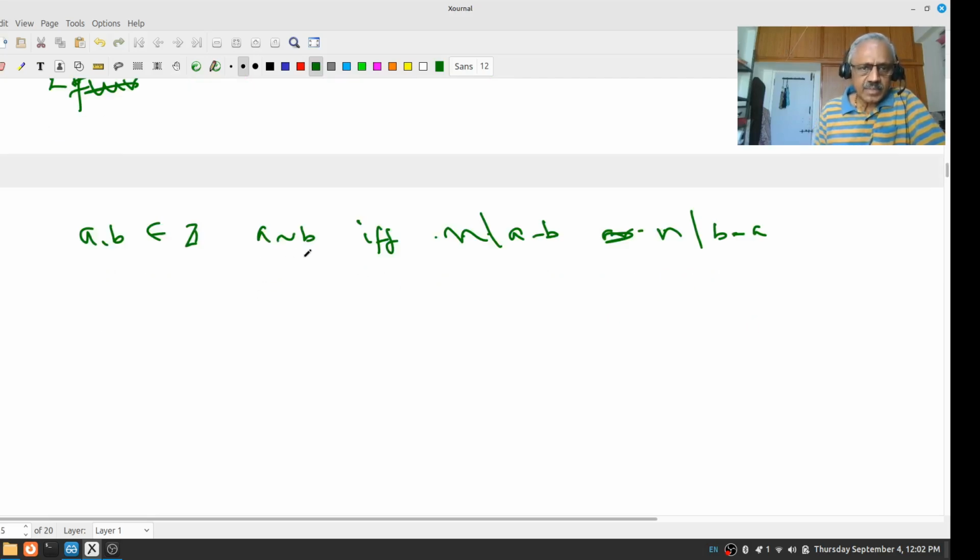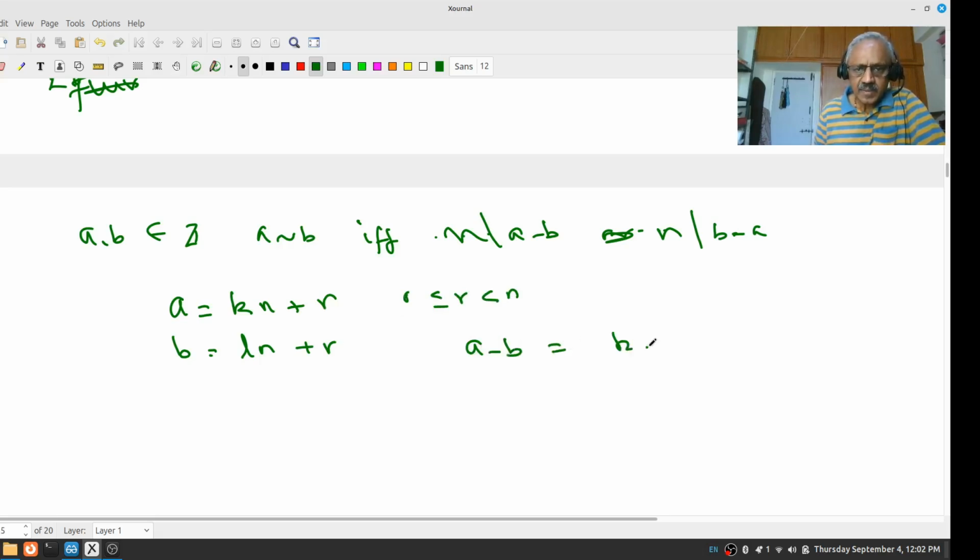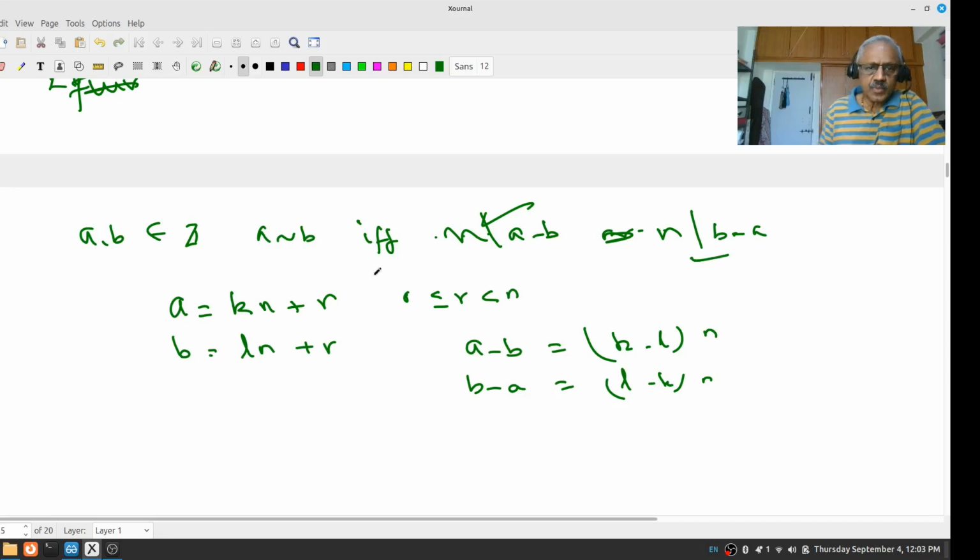Why? Because if a and b are related, what does it mean? a is going to be some kn plus r and b is also ln plus r, the same remainder, where of course r satisfies the standard condition. Therefore, what is a minus b? a minus b is (k minus l) times n, and b minus a is (l minus k) times n. Therefore, n divides a minus b. So we have proved this relation: if a is related to b, then n divides a minus b.